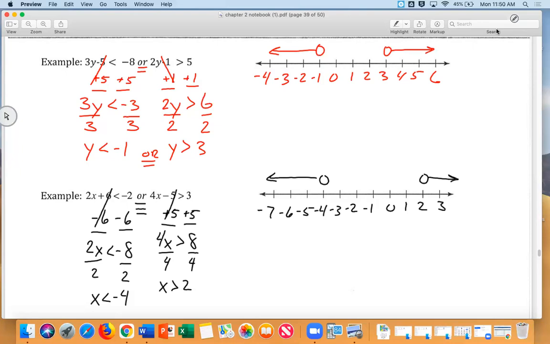Louis, got it all? You sure? Positive. And I think that's it in our book, correct, Mrs. Simonian? The next is absolute value? Yeah. No, I think that's it for our book.